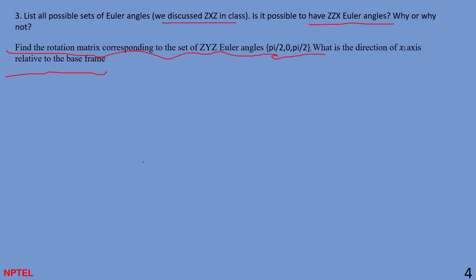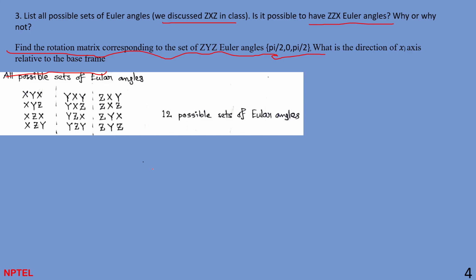Okay. We need to find the rotation matrix first, but first we need to give all the possible sets of Euler angles. So these are the possible sets of Euler angles. There are basically 12 possible sets. You can repeat an axis, let's say y, x, y, but you can't repeat the same axis consecutively. Like you can't just say y, y. With permutation and combination, you will get only 12 possible sets of Euler angles.